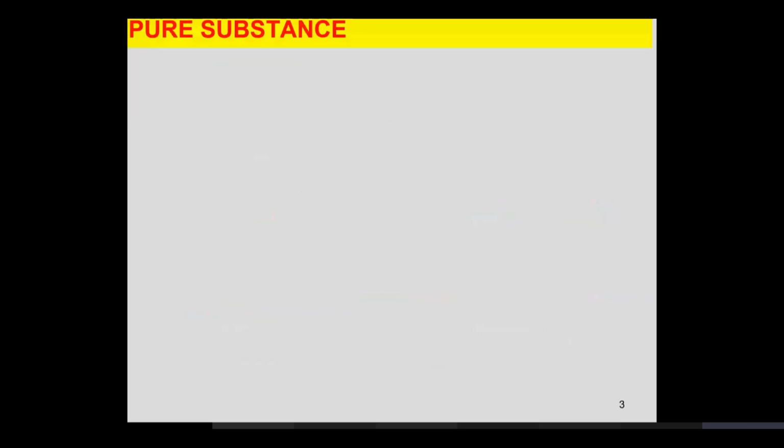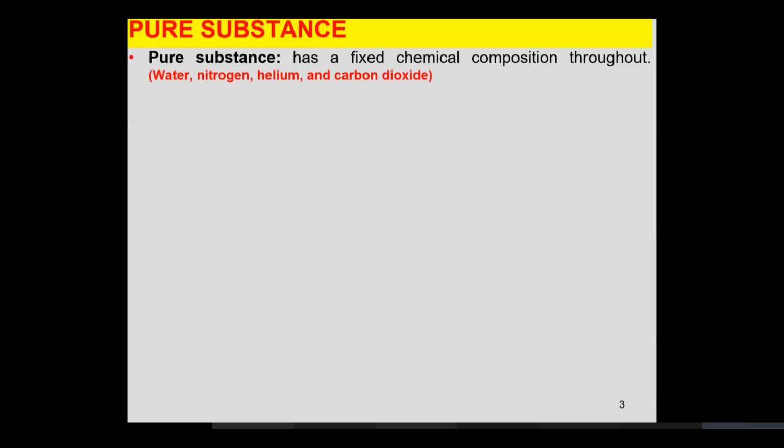If we begin with today's session, what do you understand by a pure substance? So I'm asking about impurity now. All right, the most common understanding is that a pure substance is a substance which is free from impurities. But in terms of thermodynamics, that's not the correct definition. The correct definition is that a pure substance has a fixed chemical composition throughout.